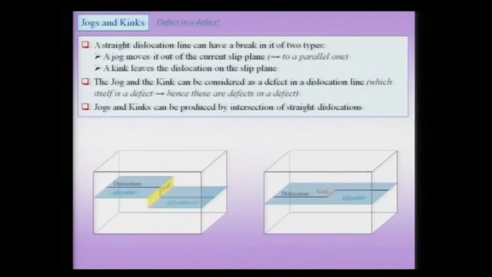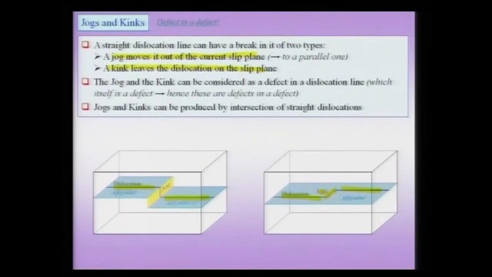So, what is a jog? A jog is a case wherein a dislocation line moves out of the current slip plane to one which is parallel, while a kink leaves a dislocation line on the slip plane. The figure on the left shows a jog, wherein a dislocation line which is present on this upper blue plane goes to the lower blue plane, and this region is the jog in the dislocation line. In the case of a kink, the dislocation line remains on the slip plane, but nevertheless there is a sort of sharp bend in the dislocation line, and this is called a kink.